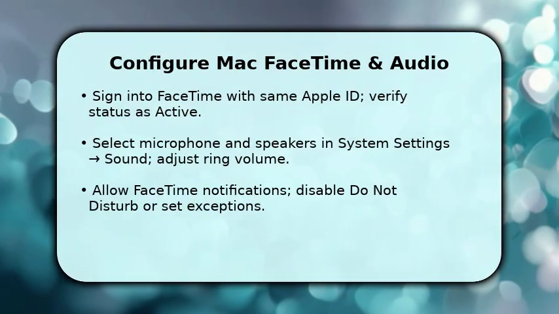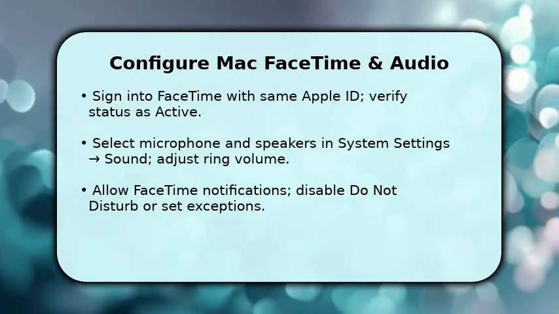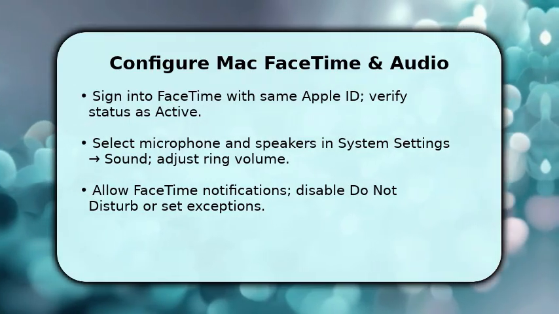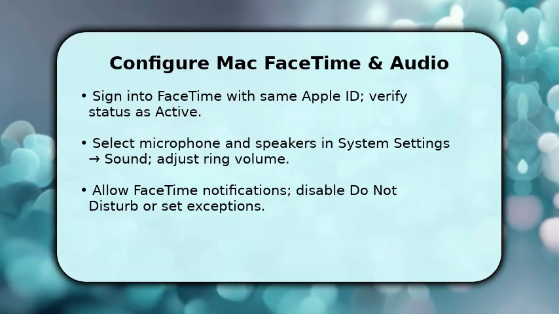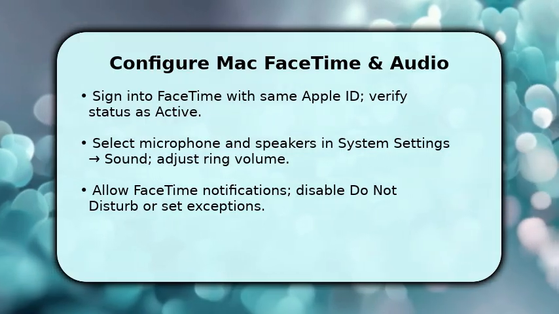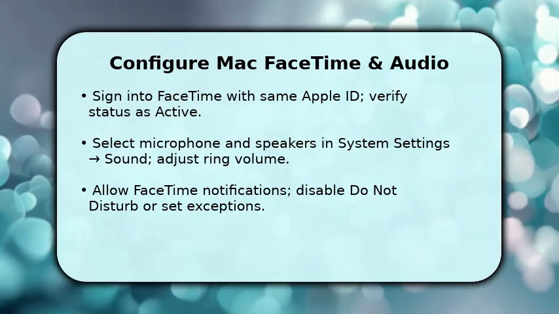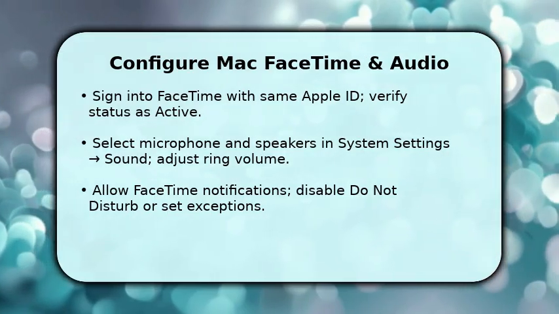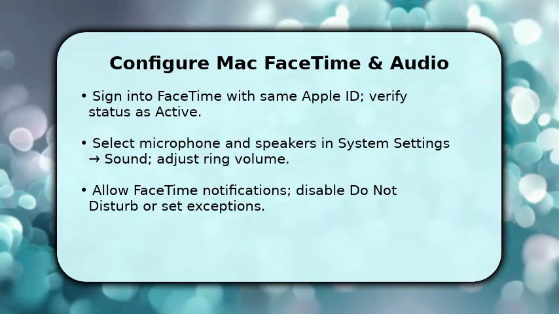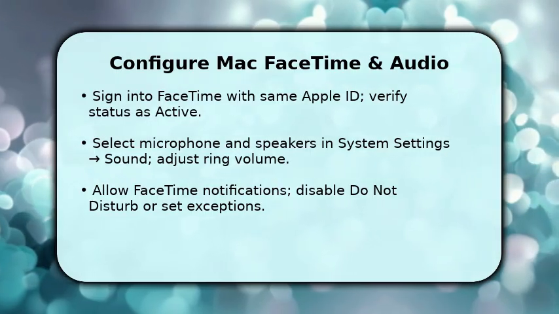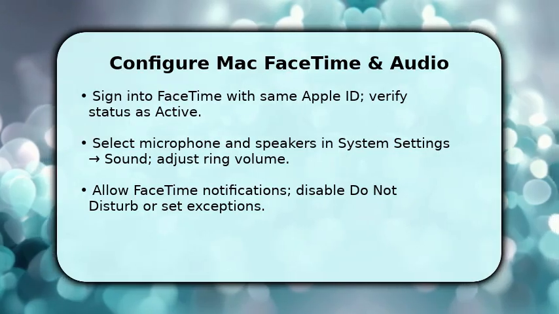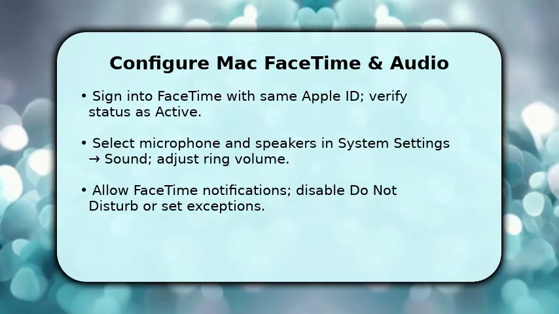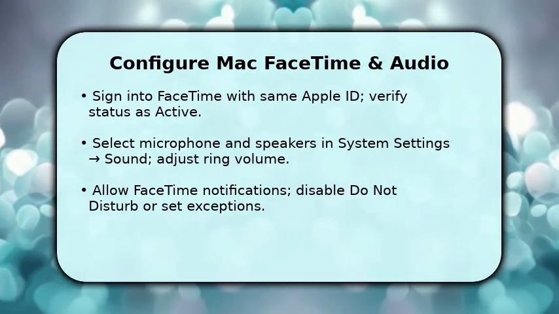Now configure FaceTime and audio so calls sound right. Sign into FaceTime with the same Apple ID and confirm it shows active. FaceTime must be enabled to accept cellular handoff. Make sure your Mac's input and output devices are set under System Settings, then Sound, and raise the ring volume so you hear incoming calls. Also allow FaceTime notifications and turn off Do Not Disturb or add an exception so call banners appear. These steps ensure you can see and hear calls as they arrive on your Mac.